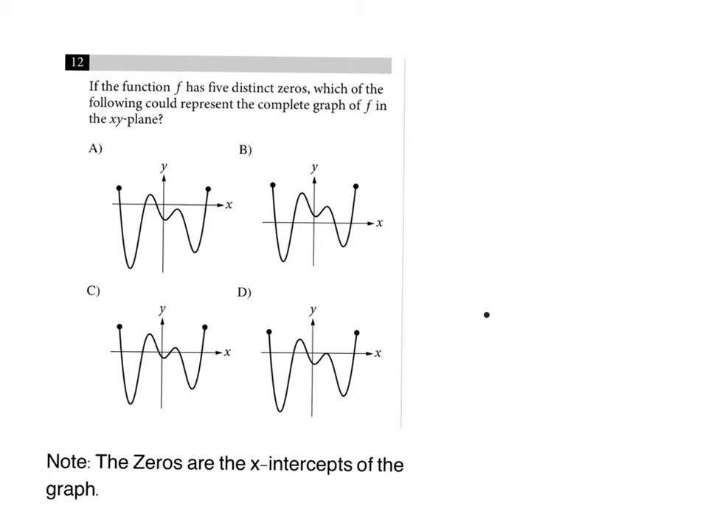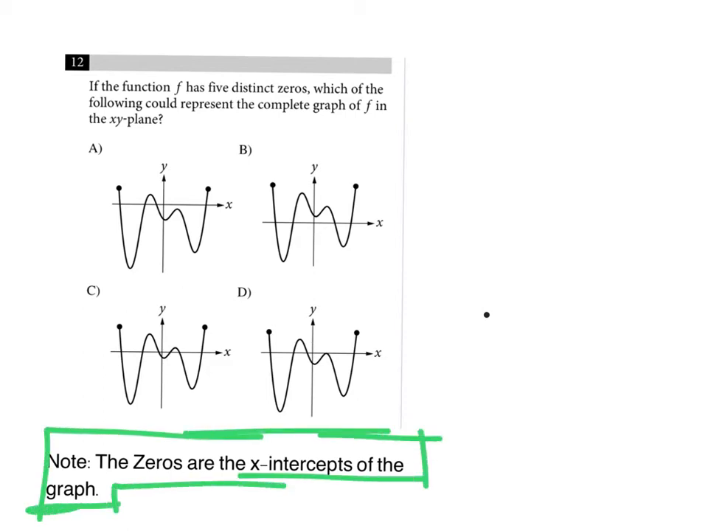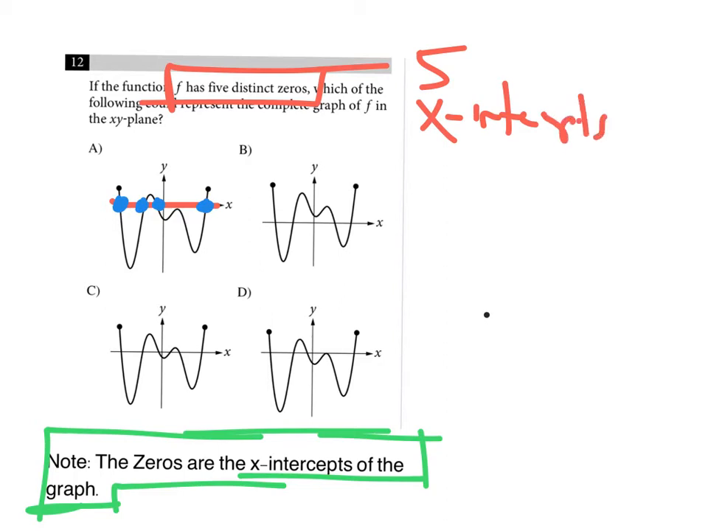Number 12, if the function f has 5 distinct zeros, and here there's a note that says the zeros are the x-intercepts. So for example, if I look at letter A, here's the x-axis. Letter A crosses the x-axis 1, 2, 3, 4 times. So it says if the function f has 5 distinct zeros, meaning it crosses the x-axis or touches the x-axis 5 times, so 5 x-intercepts, which of the following could represent the graph?